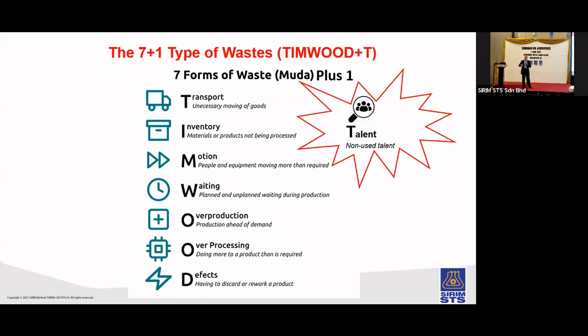Kita letak pekerja kita di salah tempat. Tak ikut talent, tak ikut requirement, tak ikut majority, tak ikut dia punya kompetensi. So apa akan berlaku? Dia tak perform. So plus 1 talent is added on in the 7 wastes plus 1. Yang lain itu biasa kita dengar.